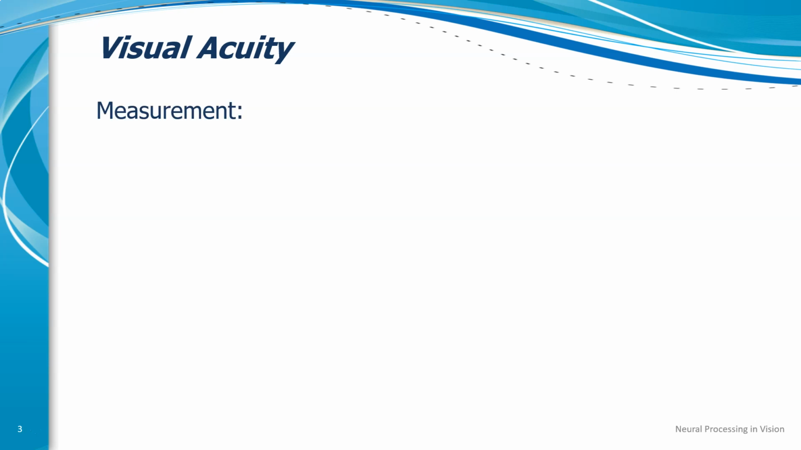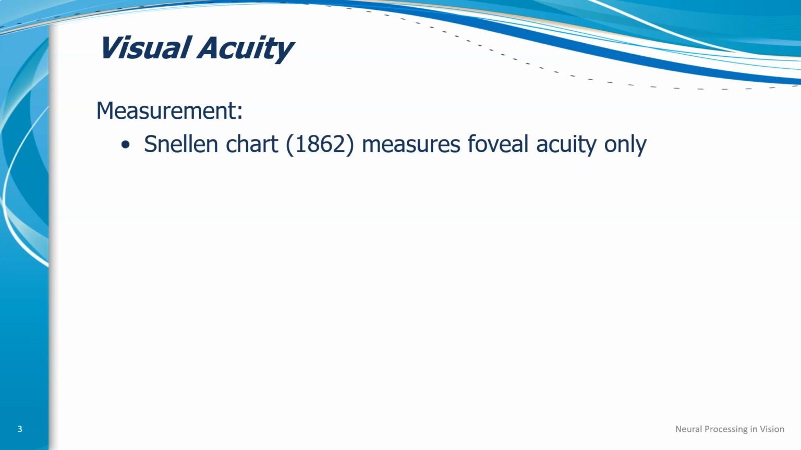We can measure visual acuity. You might have had your visual acuity measured if you've ever been to an optometrist, for example. They use something called a Snellen chart, which is not exactly cutting edge. It dates back to 1862. The Snellen chart does measure your acuity, but it measures your foveal acuity, that is your central vision, as opposed to your peripheral vision. There's nothing inherently wrong with that. We do rely very heavily on our foveal acuity, and it makes sense that you get your vision corrected to normal when it comes to your foveal acuity.